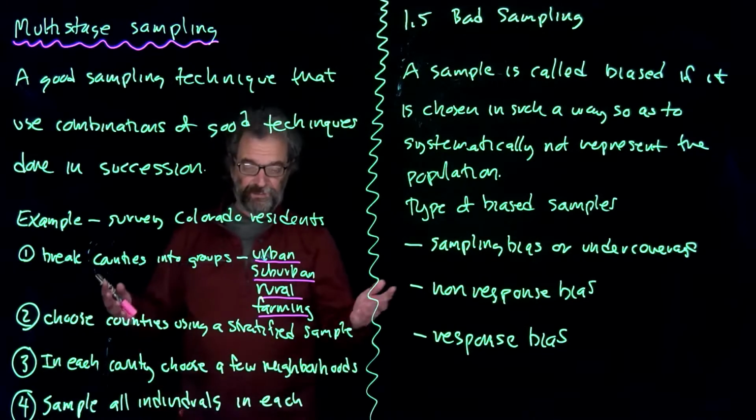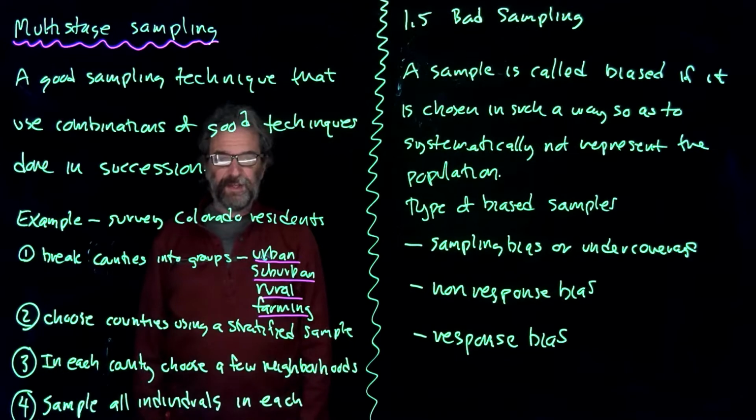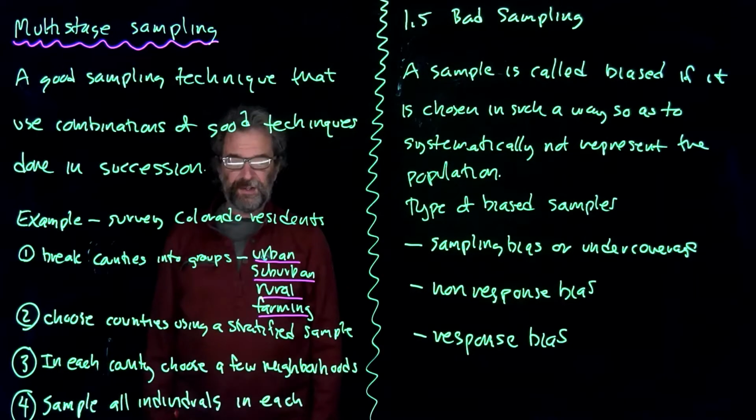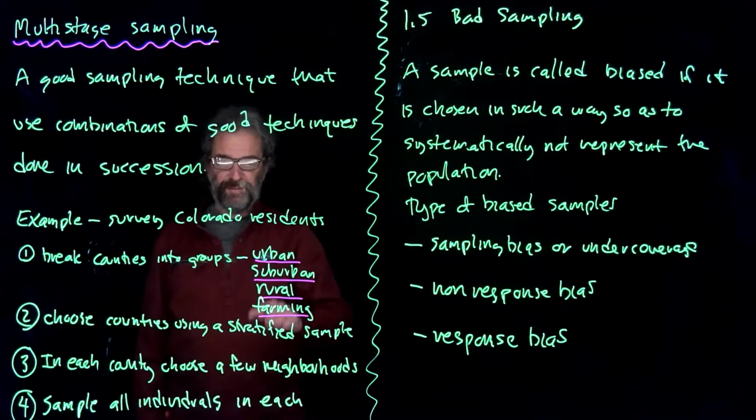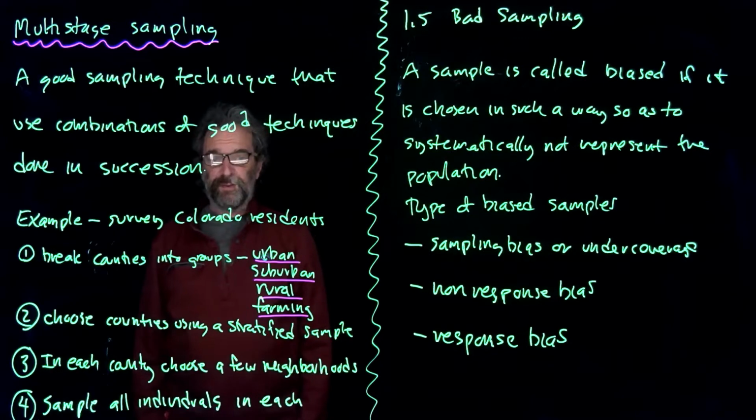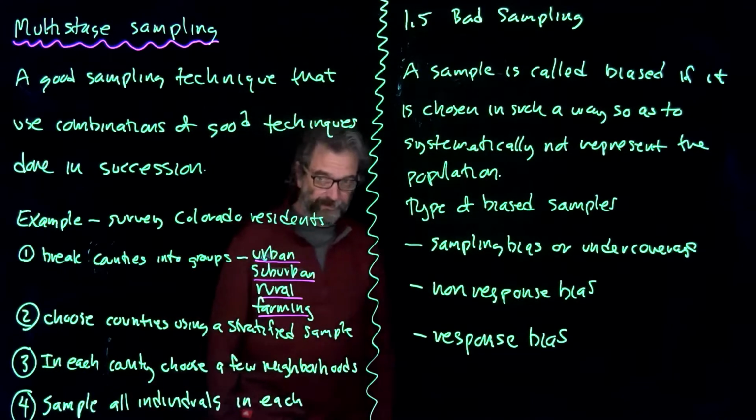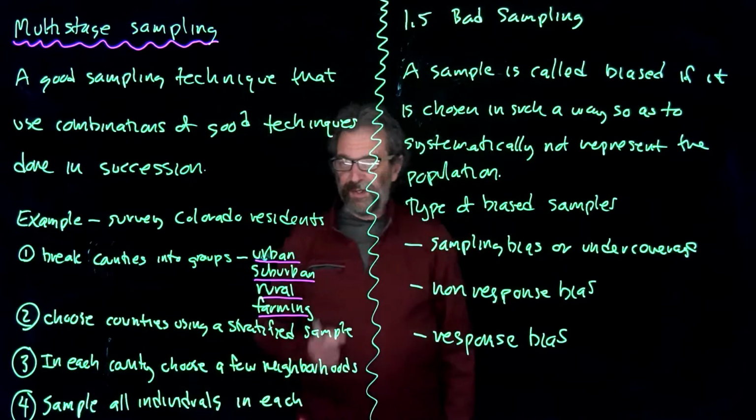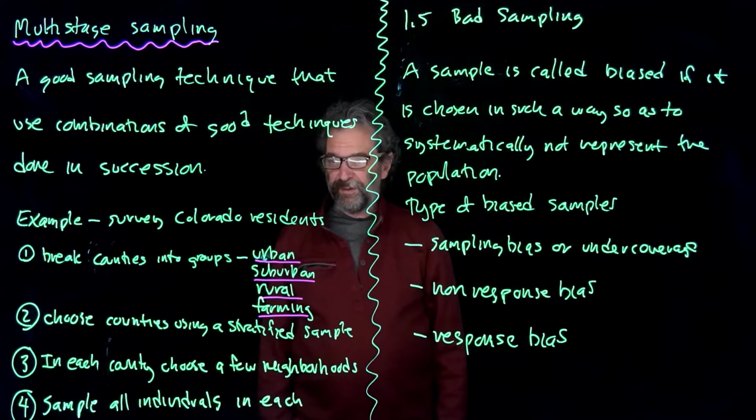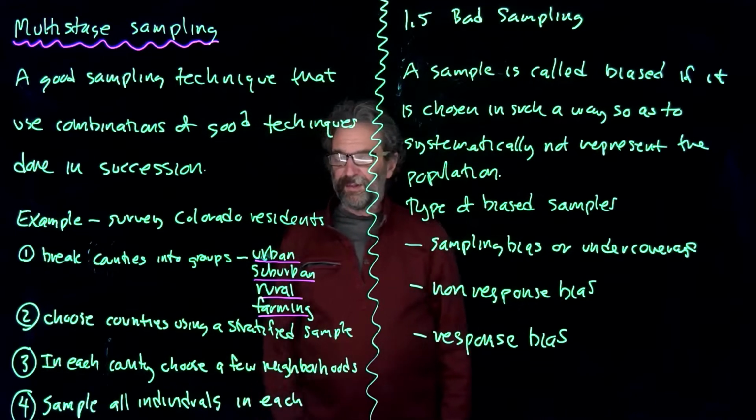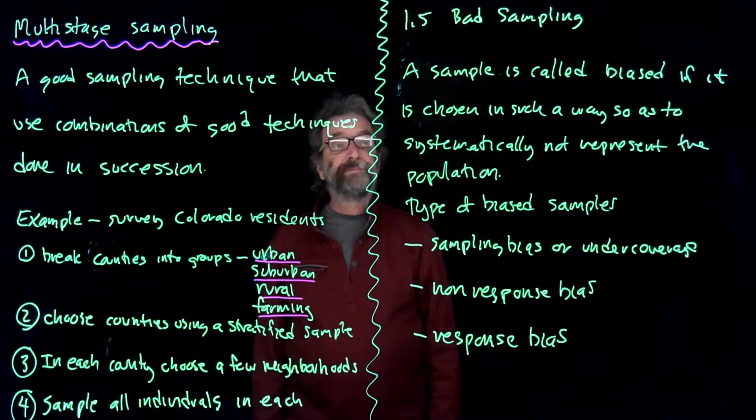Well, some driving has to happen. But in these counties, once you're in the county, you choose a few neighborhoods and you go from neighborhood to neighborhood and interview all the people. And that'll give you a multi-stage sample of Colorado residents. It's a common way to do things. It's not too expensive because it minimizes the work of the survey people.